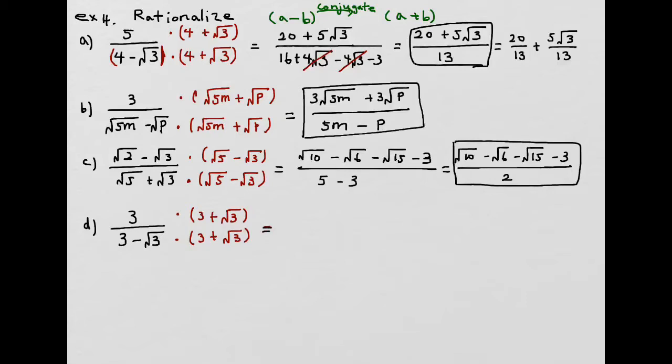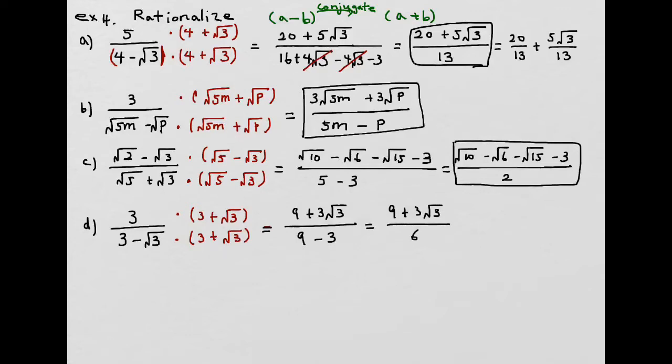And then you will get on the numerator 3 times 3 is 9 plus 3 times square root of 3. So you're distributing a monomial into a binomial. Denominator is a difference of squares. So first term squared, so 3 squared is 9, minus second term squared. Square root of 3 squared is 3, which gets you 9 plus 3 square root of 3 over 6.